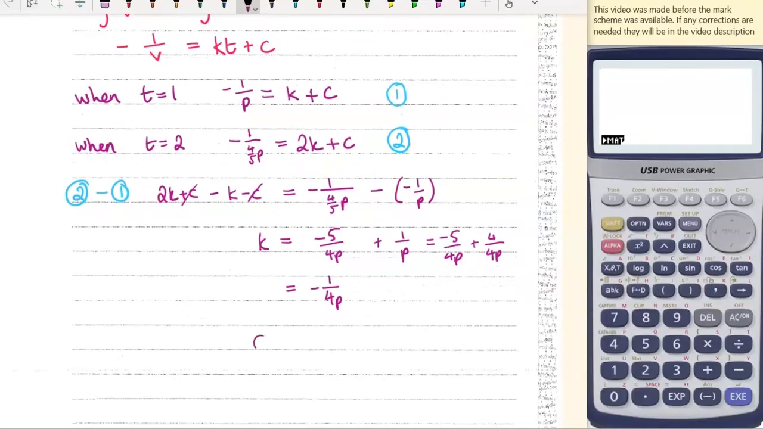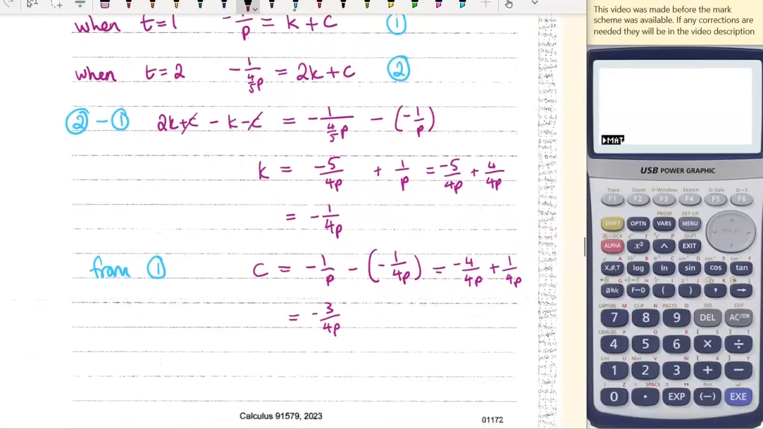Now for c, if I use equation 1, I can work out what c is. So this bit just here, if I rearrange that, c is going to be minus 1 over p minus k, but k we just worked out to be minus 1 over 4p. So that's equal to, let's put it all over a common denominator of 4p. We'll have minus 4 over 4p plus 1 over 4p. So that's minus 4 plus 1 is going to be minus 3 over 4p. Okay, so we've got k, we've got c.